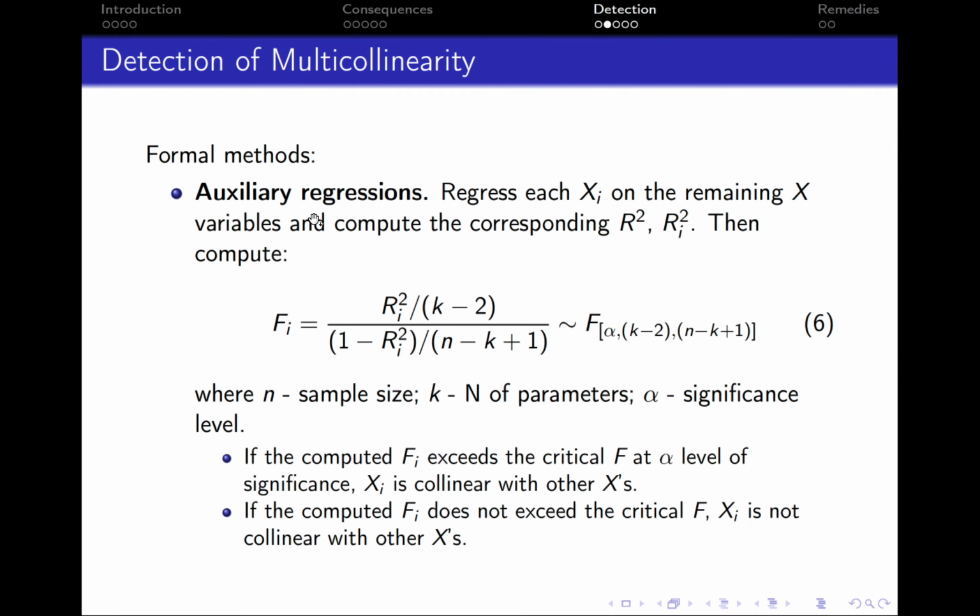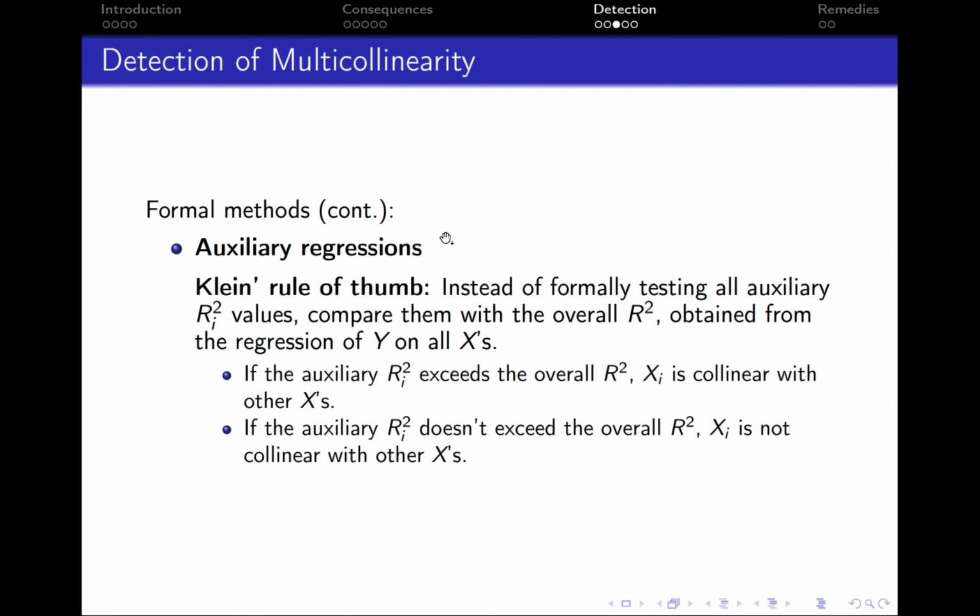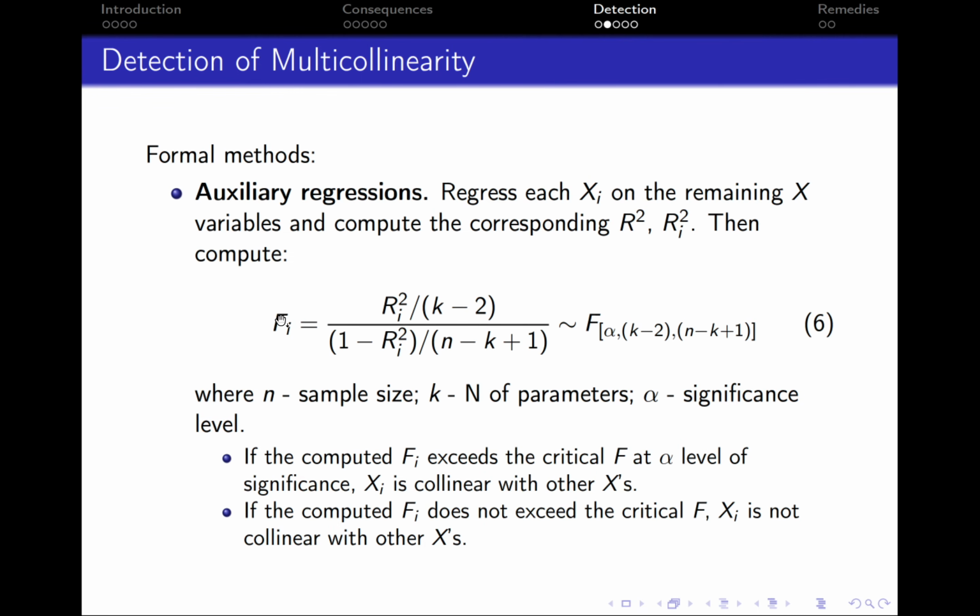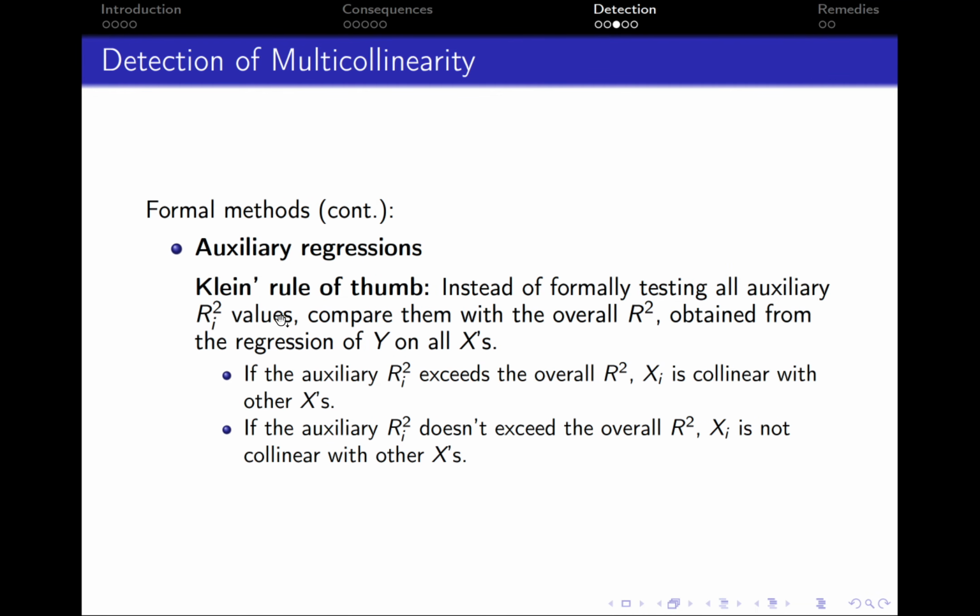Instead of computing f statistic for each auxiliary regression, what we can do is apply Klein's rule of thumb. So instead of formally testing all auxiliary r-squared values by using this formula, we can take each of these values and compare it with the overall r-squared obtained from the regression of y on all the Xs. So we still need to run auxiliary regression, but instead of computing the f statistic, we just take the estimated r-squared and compare it with the overall r-squared, which we get from our main regression of y on all the independent variables.